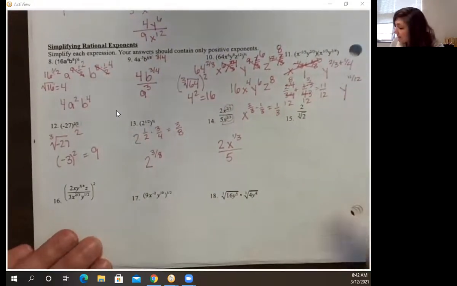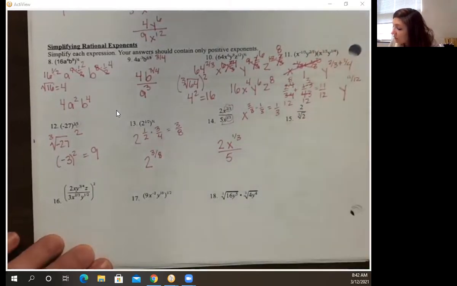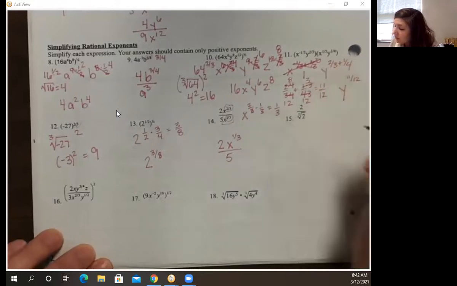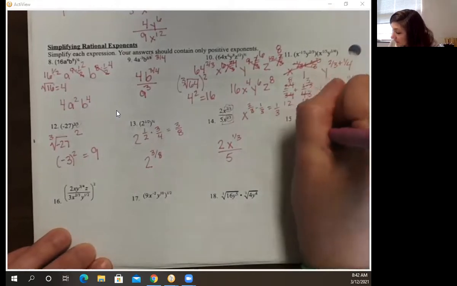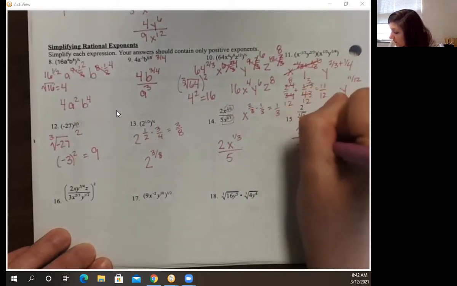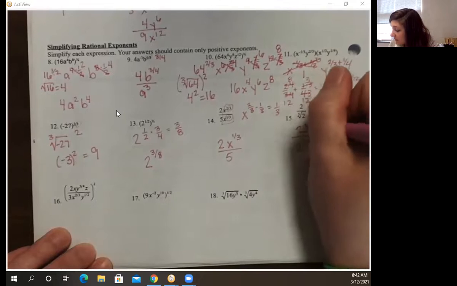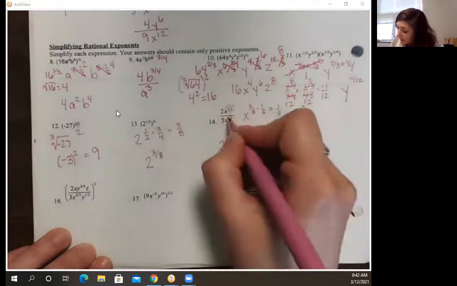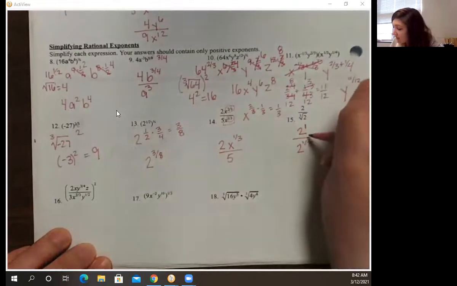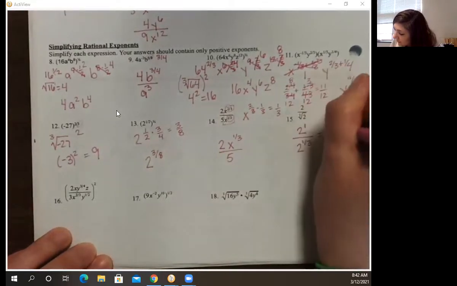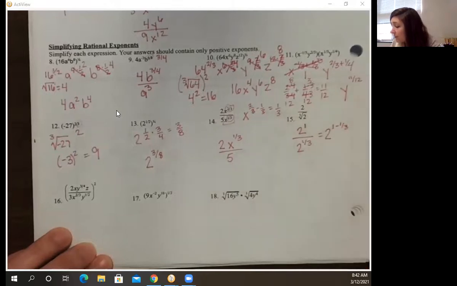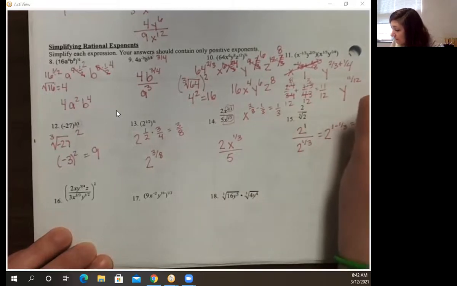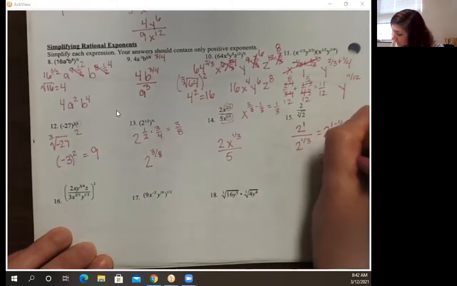Number 15 is similar to some problems you guys saw on your quizzes. So I've got 2 divided by the cube root of 2. The first thing I'm going to do is rewrite this cube root as a fractional exponent. So I've got 2 over 2 to the 1/3 power. Now remember that you still have an exponent on this top number. Anytime I don't see it, that means that it's 1. So I have 2 to the 1st divided by 2 to the 1/3. So just like with our x's here, where we subtracted those exponents, we're going to do the same thing here. So this would be 2 to the 1 minus 1/3. 1 minus a third would be 2/3. So I have 2 to the 2/3 power.